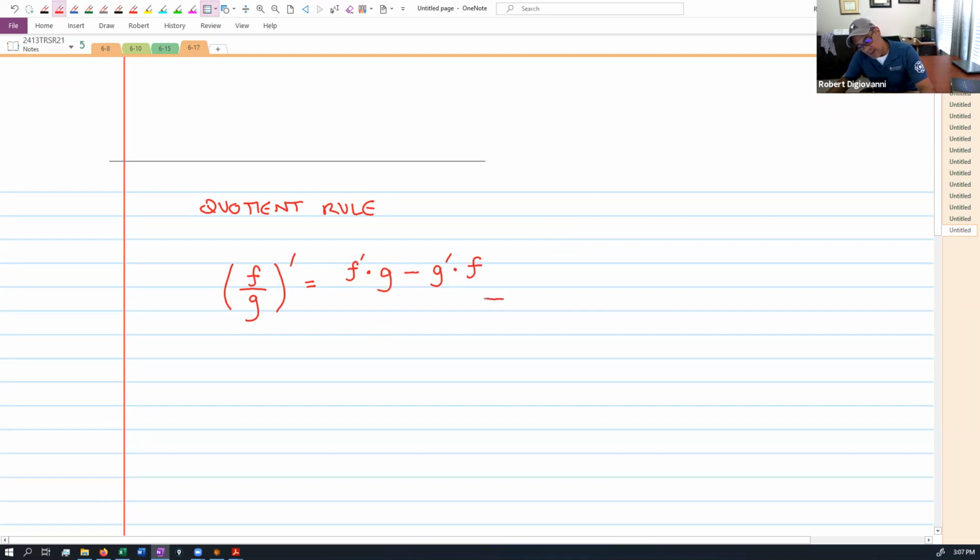There's one more thing, though. You have to take the entire thing and divide it by g squared, not the derivative of g, just whatever g was, square it. And that is your quotient rule.